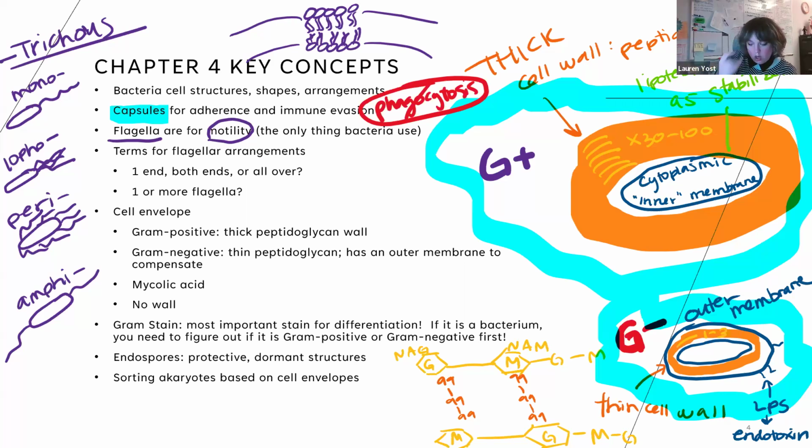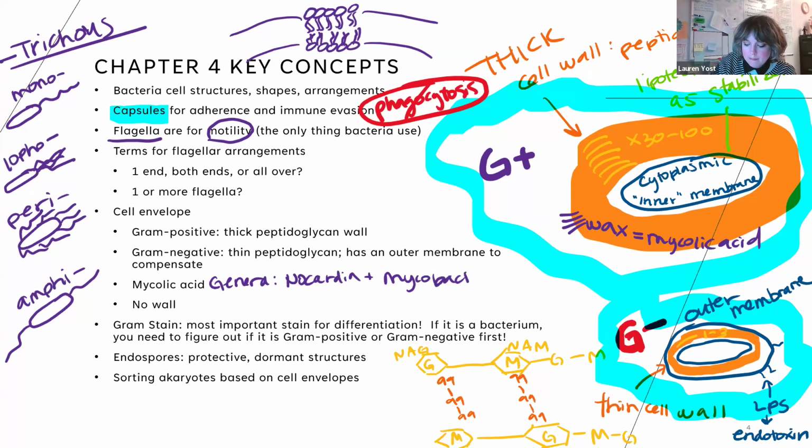Okay, so our gram-positives could have a special wax on their outside, which is called mycolic acid. Not all gram-positives have this. So only the genera of Nocardia and Mycobacterium have mycolic acid wax. Those are gram-positive.